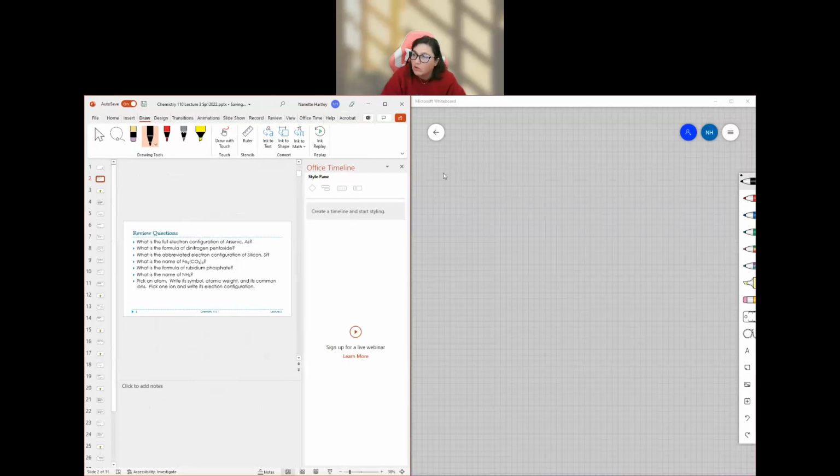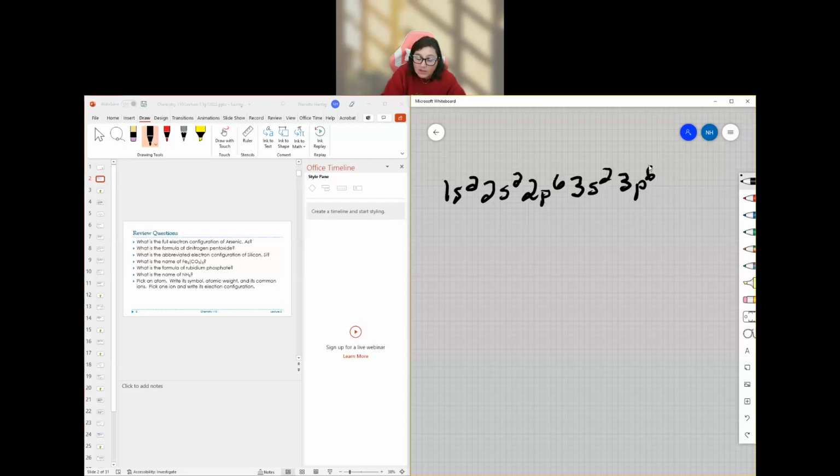So if we want to do the full electron configuration, I need to do 1s2, 2s2, 2p6, 3s2, 3p6. Now that's the core. That takes us up through 18, argon. So 2, 4, 10 electrons, 12 electrons, 18 electrons.